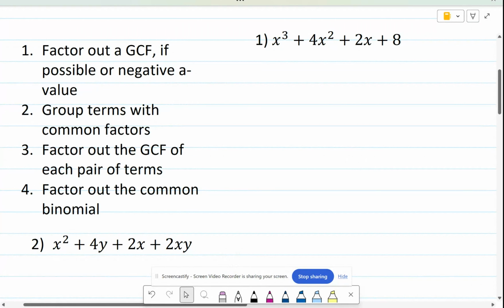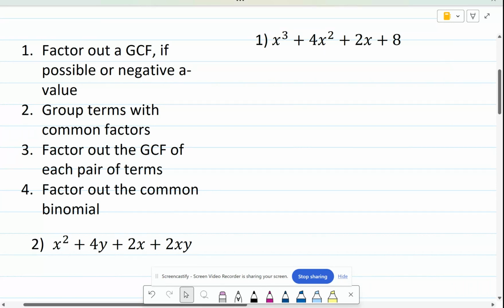I have these 4 steps written out. Normally I would have them typed out for you, but today you're going to have to write them down. Feel free to abbreviate as is necessary for yourself. And I'm going to go through these 4 steps with example number 1 slowly, and then we'll practice for the rest of the lesson. So when we have 4 terms, like number 1, x cubed plus 4x squared plus 2x plus 8, we can't just do it the way we've been doing it. So we are going to use what this method is called, grouping.